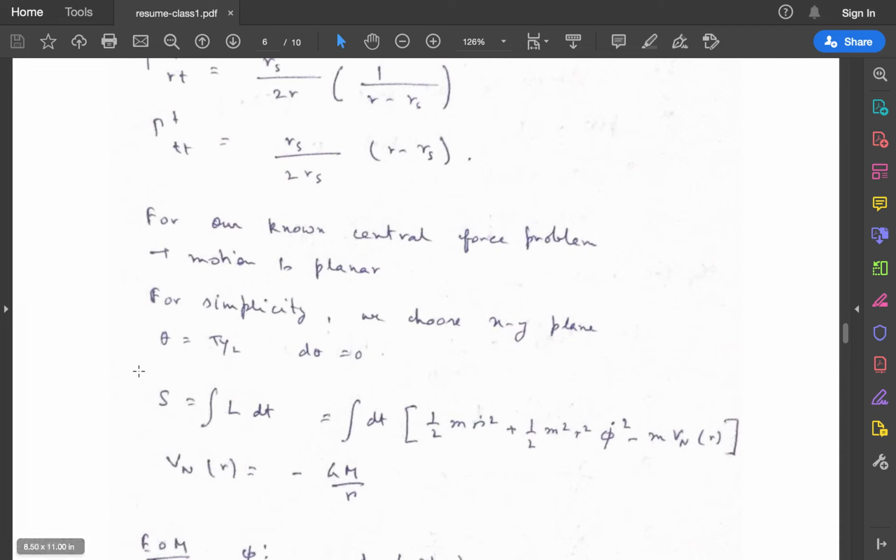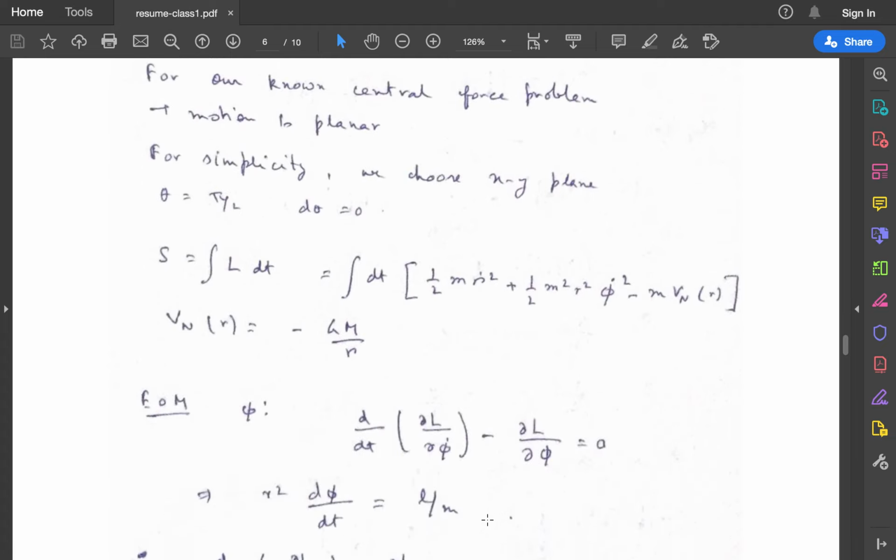Okay, we can also write the action in terms of the Lagrangian. So we know what the Lagrangian is. This is the kinetic term having r and phi parts. Remember that this is a Newtonian calculation. We are not going into GR, so t doesn't appear in the metric, and there is no theta because we are choosing a plane. So this is the kinetic part, and this is the potential part. What is the potential? Vn is equal to minus GM by r, from our known knowledge of Newtonian physics.